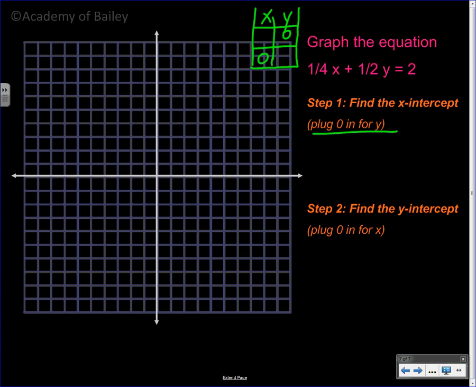So plug 0 in for y, so it's going to be 1/4 x plus 1/2 times 0 is equal to 2. And we know that 1/2 times 0 is 0. So we have 1/4 x is equal to 2. How do we get rid of multiplying by 1/4? Well, you should remember you could divide by 1/4, but dividing fractions means you multiply by the reciprocal. And the reciprocal is 4/1. Those cancel out, leaving us with x. And 4/1 is just 4.